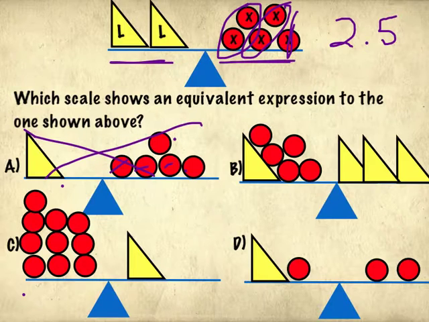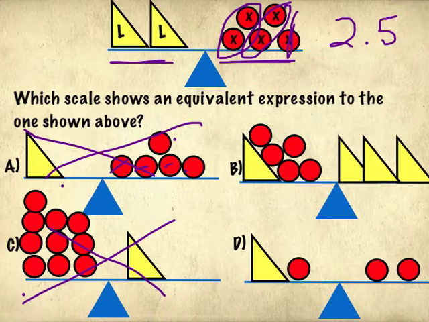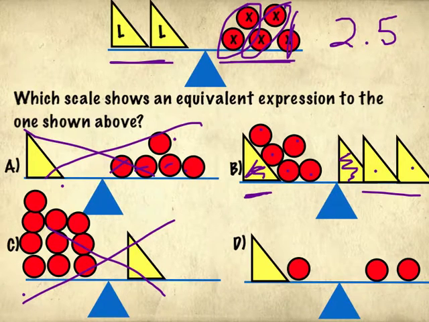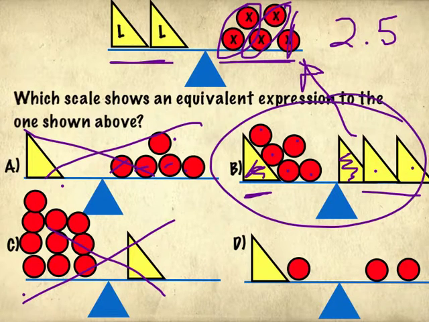I'm going to look down here on C. This has one triangle being equal to, looks like 10 circles. That can't be right. If 2 triangles are worth 5, one triangle won't be more than that. Let's look at B. B tells me that one triangle plus 1, 2, 3, 4, 5 circles is equal to 3 triangles. So the 2 triangles will cancel each other out. Let's get rid of those. And that leaves me 2 triangles and 5 circles, which is the same as what I have up there, which means this must be the right one.